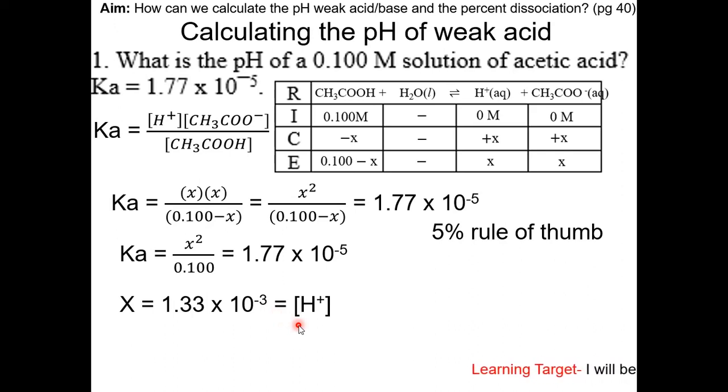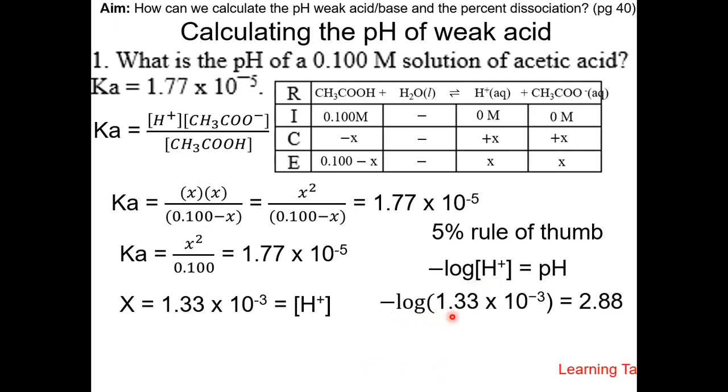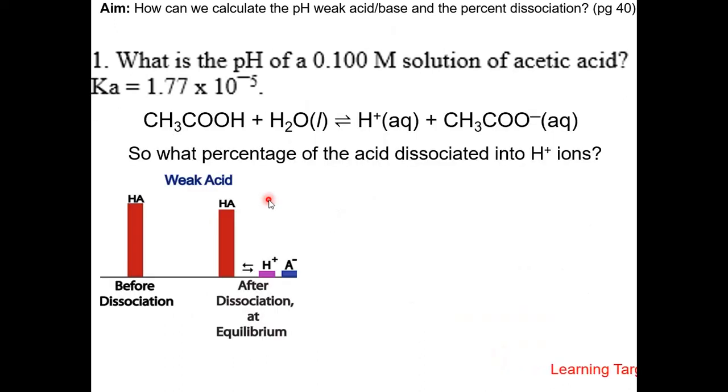Once we get the hydrogen ion concentration, to get the pH, pH is negative log of the hydrogen ion concentration. Negative log of 1.33 times 10 to the minus 3 power gives us 2.88. So the pH of acetic acid is 2.88. Now that we got the pH of acetic acid, what percentage of acetic acid is dissociated into hydrogen ions?